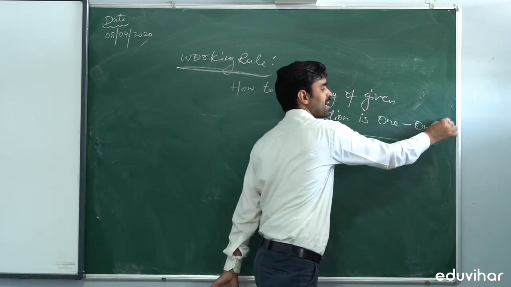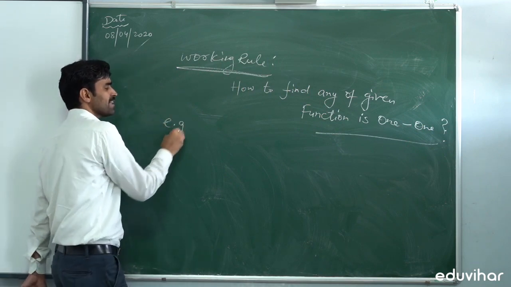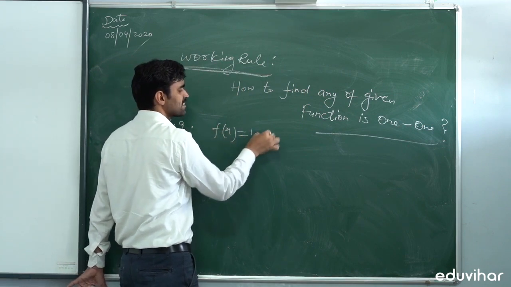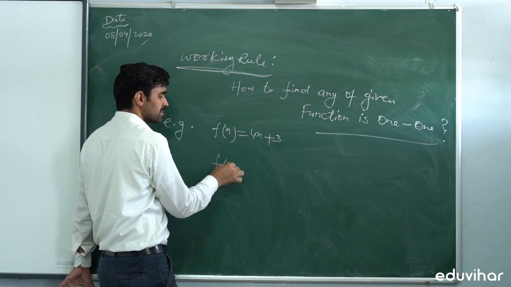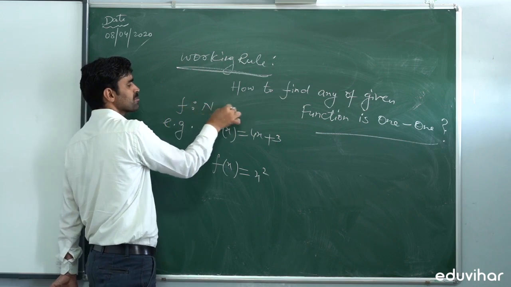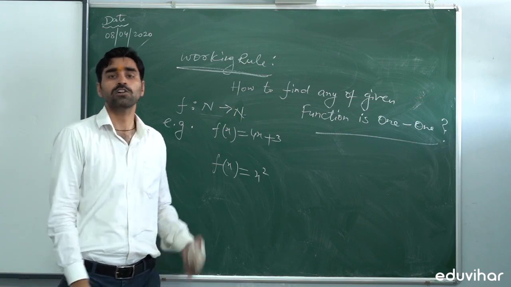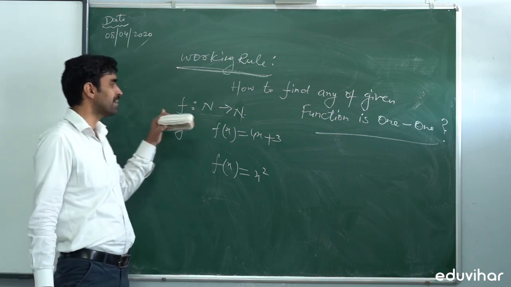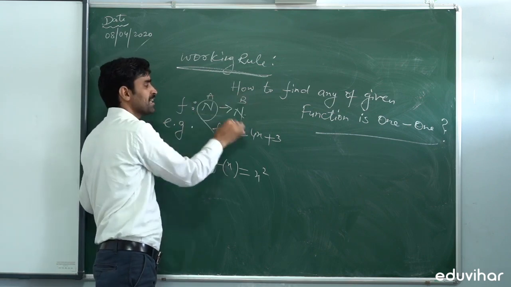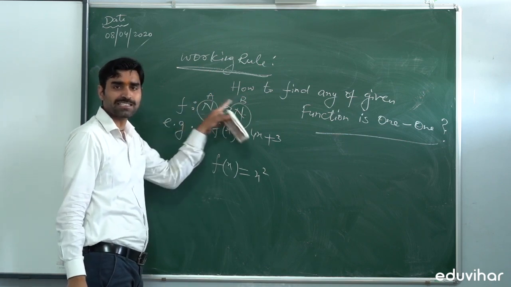Consider an example of a function: f(x) = 4x + 3 or f(x) = x squared. Here we have the function going from natural number to natural number or natural to real. Here we have defined a function from set A to set B. Set A is natural numbers, set B is also natural numbers. Or you can say this is natural, this is real, this is integer, this is whole number.